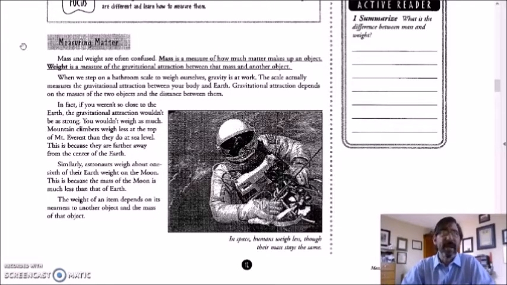Similarly, astronauts weigh about 1/6 of their Earth weight on the Moon. This is because the mass of the Moon is much less than that of Earth. The weight of an item depends on its nearness to another object and the mass of that object. In space, humans weigh less, though their mass stays the same.